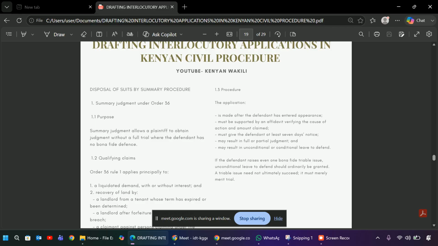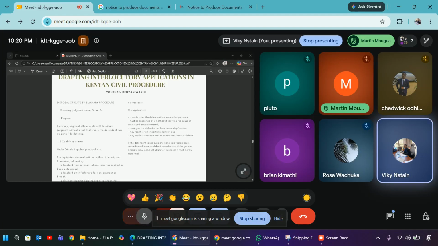So take note, the defendant enters appearance, puts in a defense, or that defense is found to have no meat, or has not put in a defense at all. Okay, there is default of appearance. Pluto, you are a guru here. Pluto, can you tell us the difference between a default judgment, a summary procedure, or the nitty-gritties that we should know before doing such kind of an application. Hapa kuna maneno kwa hii summary procedure.